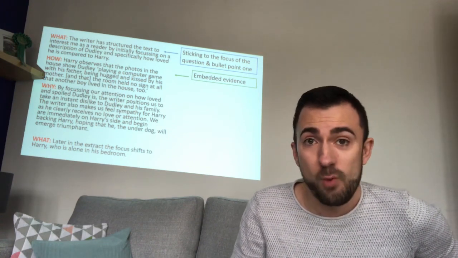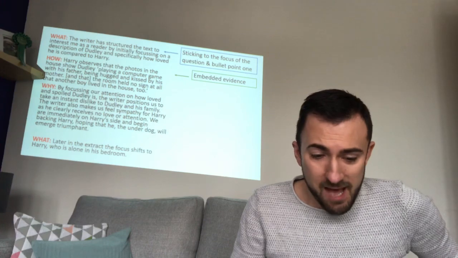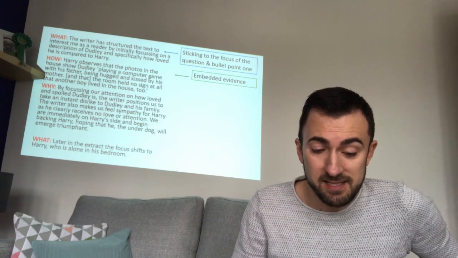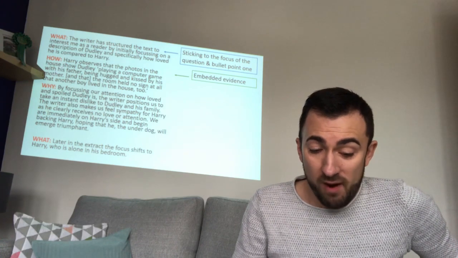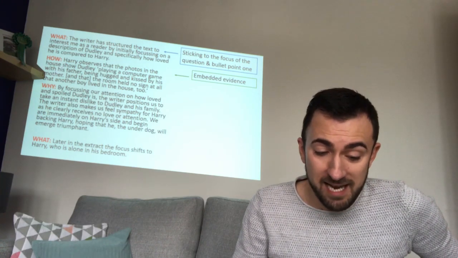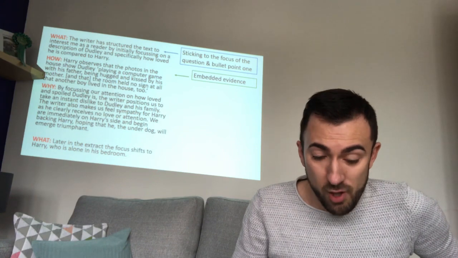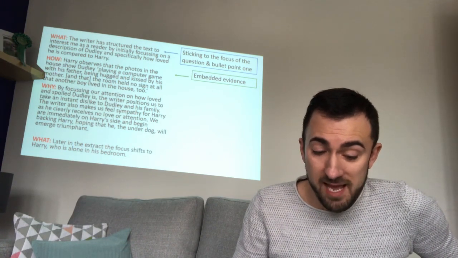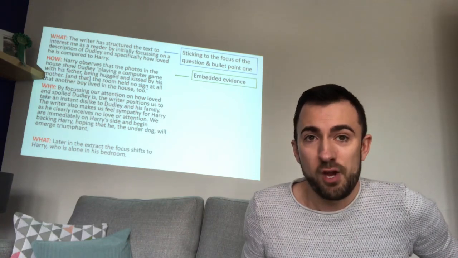The why then is the more detailed explanation of the effect. By focusing our attention on how loved and spoiled Dudley is, the writer positions us to take an instant dislike to Dudley and his family. The writer also makes us feel sympathy for Harry as he clearly receives no love or attention. We're immediately on Harry's side and begin backing Harry, hoping that he, the underdog, will emerge triumphant.